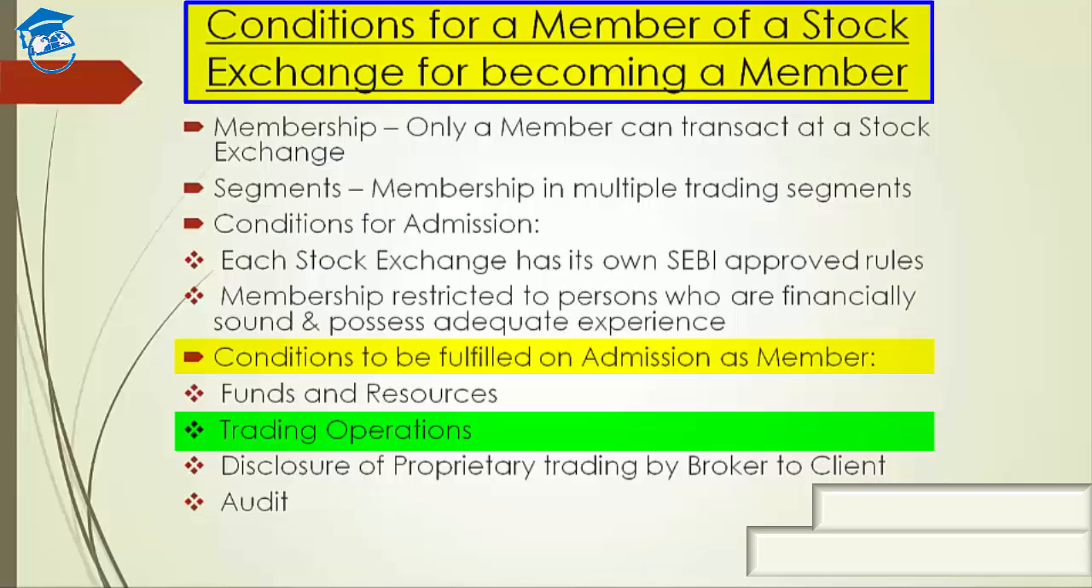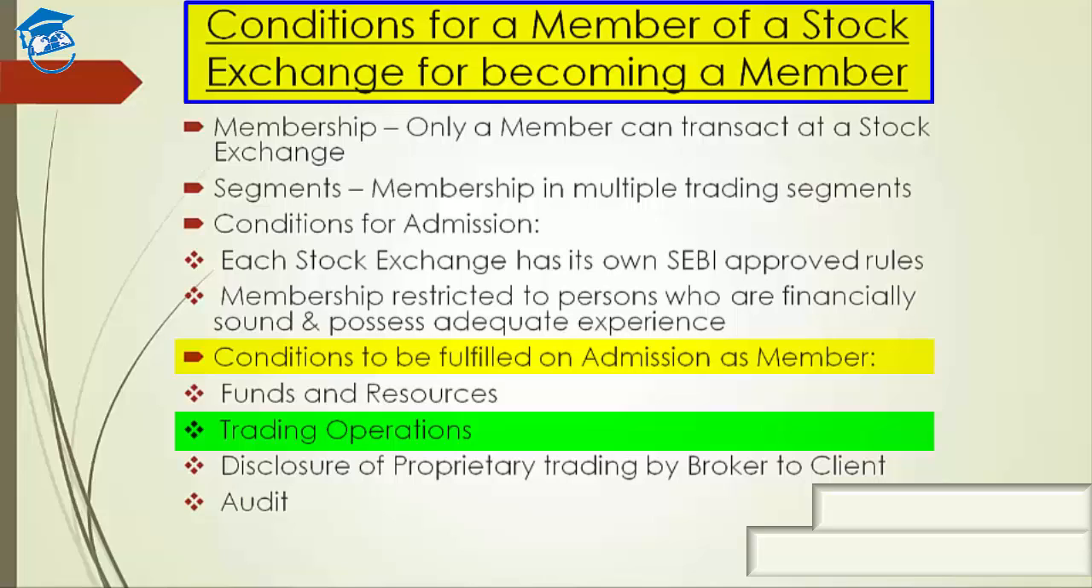The member should report all off-market and negotiated deals to the concerned stock exchange within the time limits prescribed in this regard by the exchange. All kinds of off-market or negotiated deals. By off-market, I simply mean the kind of negotiation which you do, the kind of orders that you take up on behalf of that negotiation. Negotiated deals entered into by the members should result in a compulsory delivery. The member should not enter into any kind of fictitious transactions.